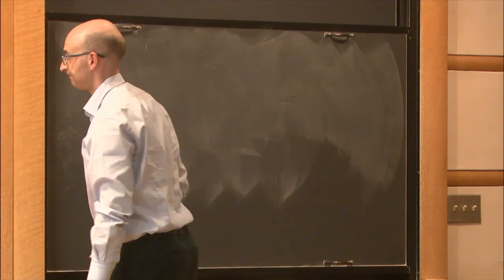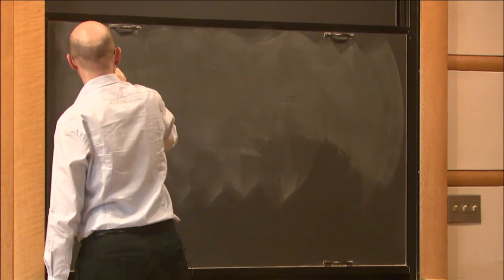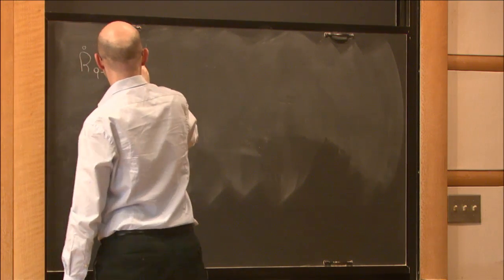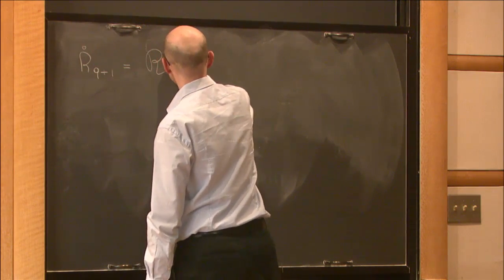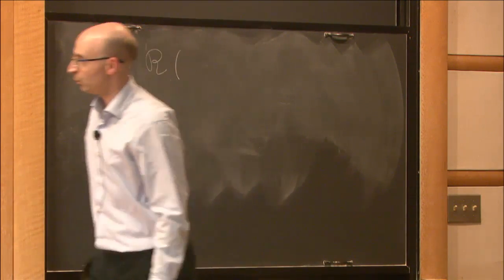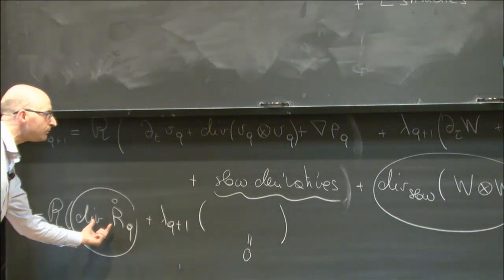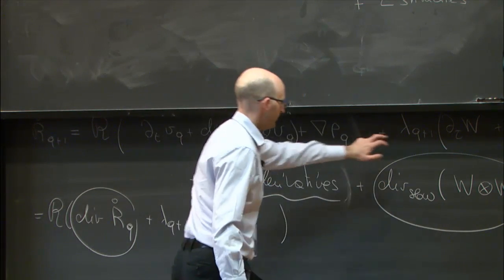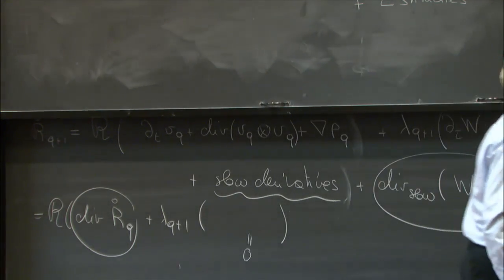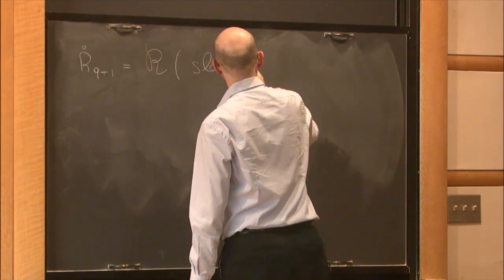Good. So let me go back to this R q plus 1. Here I have my operator R. The operator is not seeing this guy. It will not see the lambda q plus 1. So the operator R will only see the slow derivatives.